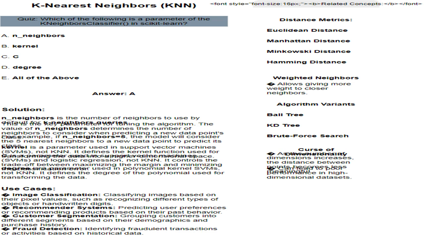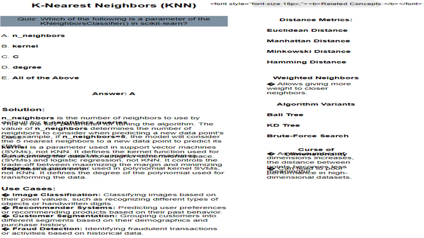Correct. n_neighbors is the number of neighbors to use by default for k_neighbors queries. This is the key parameter for tuning the algorithm. The value of n_neighbors determines the number of neighbors to consider when predicting a new data point's class.